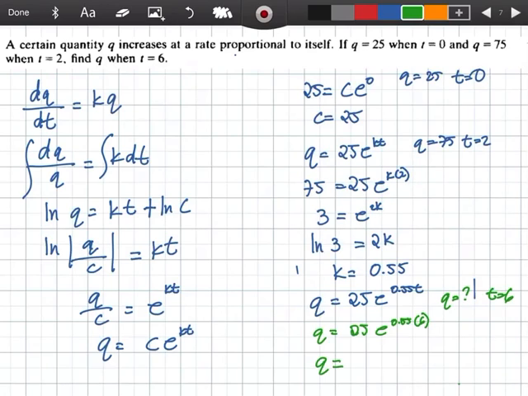And then, on our calculator, answer is what? 0.55 times 6. Okay, so Q is equal to 25 times 27, that is 675.